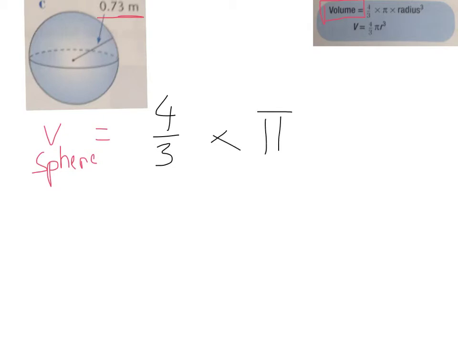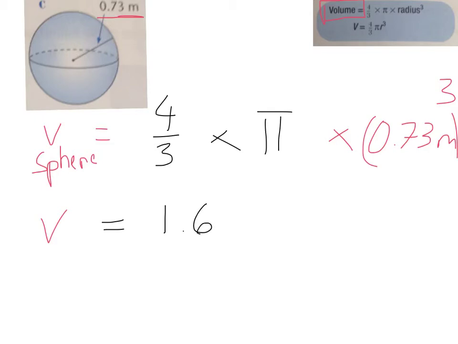And then remember, times the radius, that's 0.73 meters. And all that will be cubed. So put that in our calculator and we should get the right answer. So 4 over 3 times pi times 0.73 cubed. And in this case our volume, it says on my calculator, 1.629. And that 29 we're going to round up to 3.